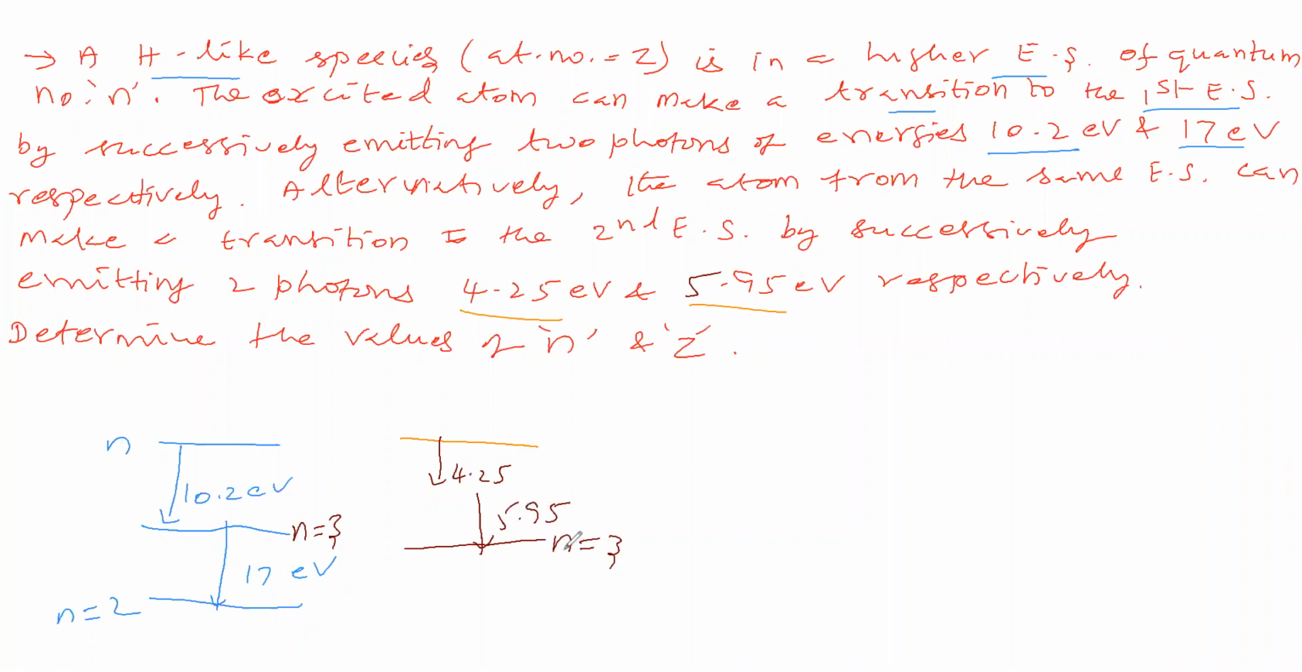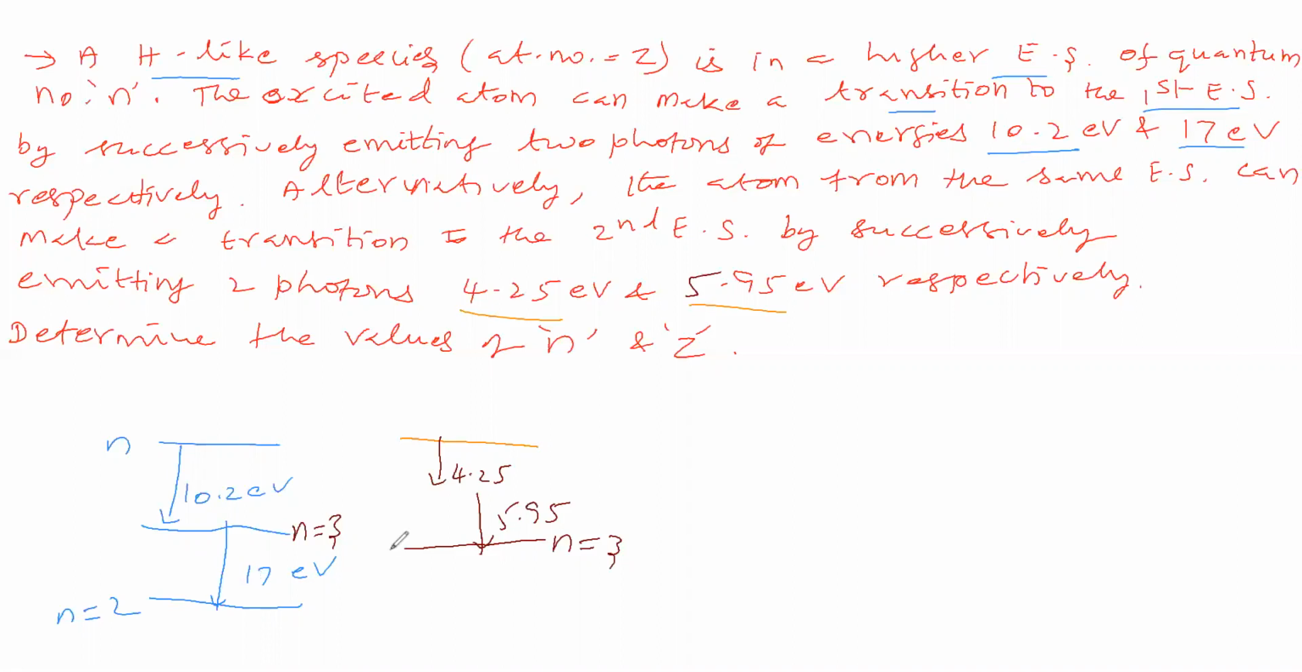Coming to the second excited state, n is equal to 3, therefore it is 10.2, and this is also 10.2. This higher level is the same, so this is also the third level. When it comes from third level to second level, it is emitting 17 electron volt. Now we know this level and this level, and by knowing these two levels we will see what we can find.